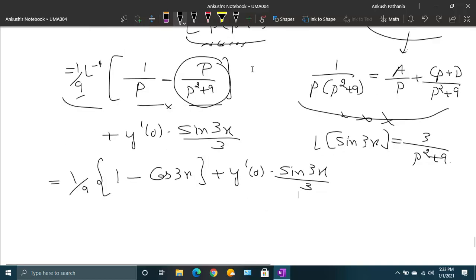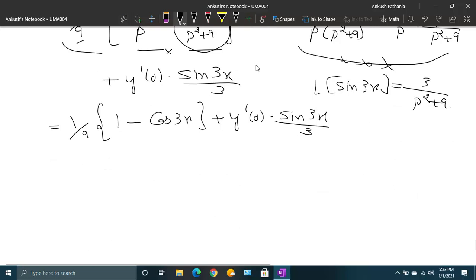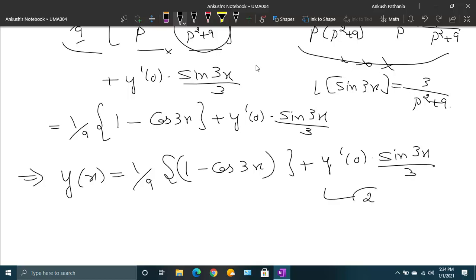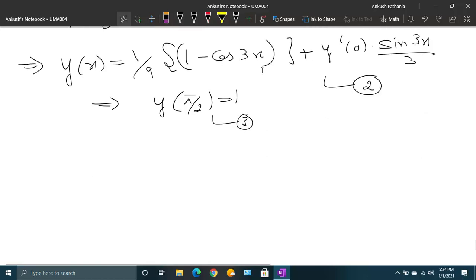Now we have reached the point where usually our question ends. But in this case, although we have got most of the things, one unknown is still there, that is y dash 0. So how can we get that? We now use the other condition that was given, that y at pi by 2 is given to be 1.